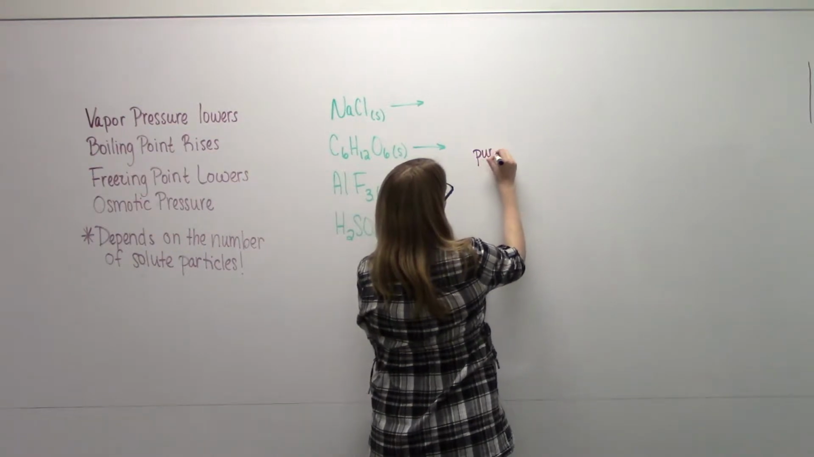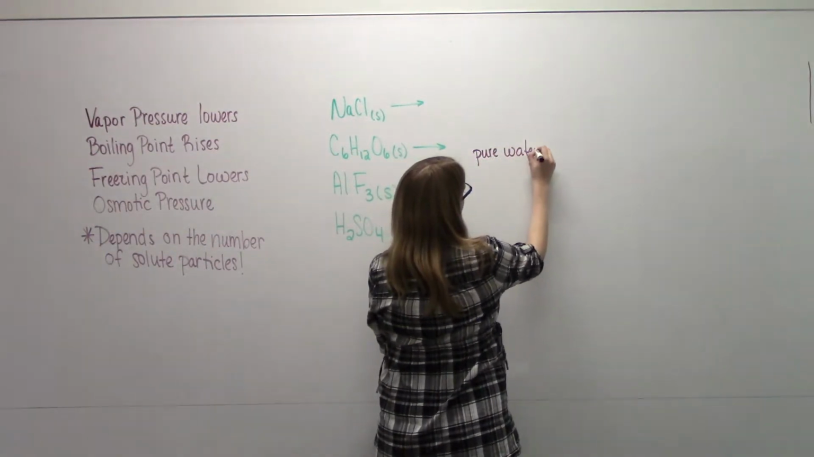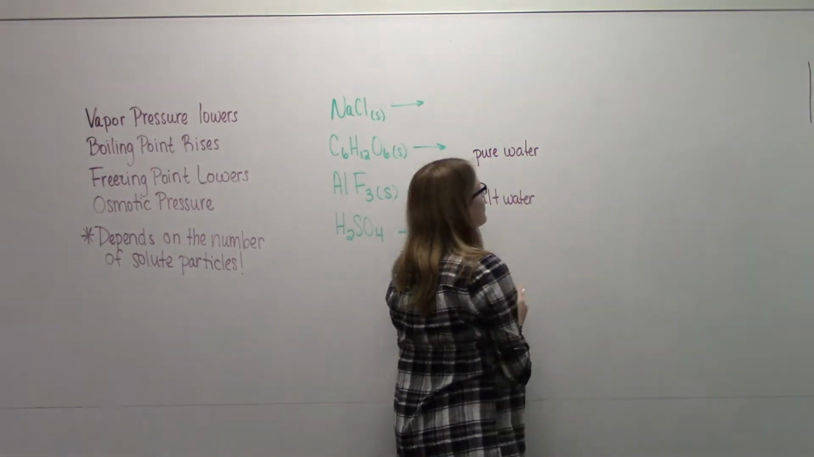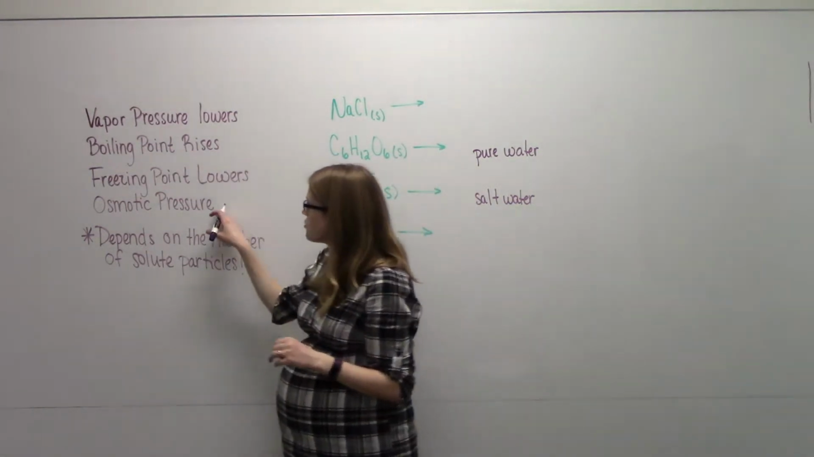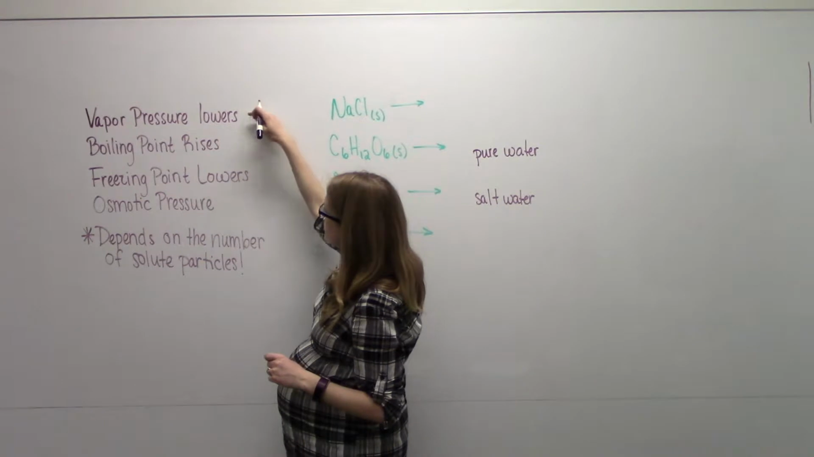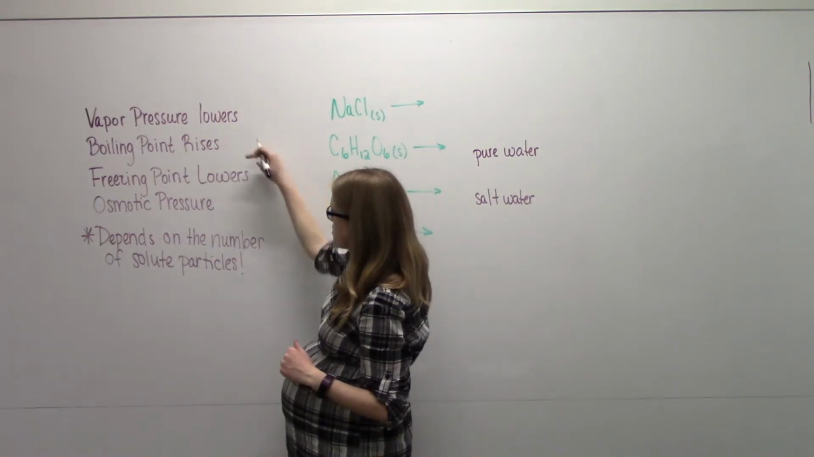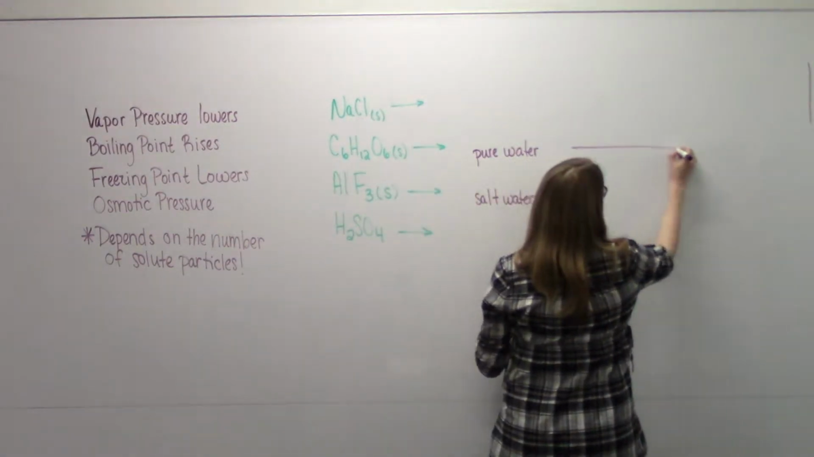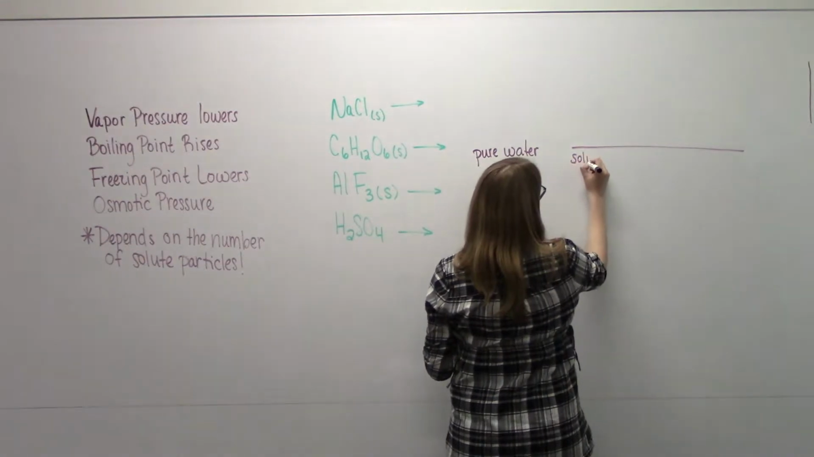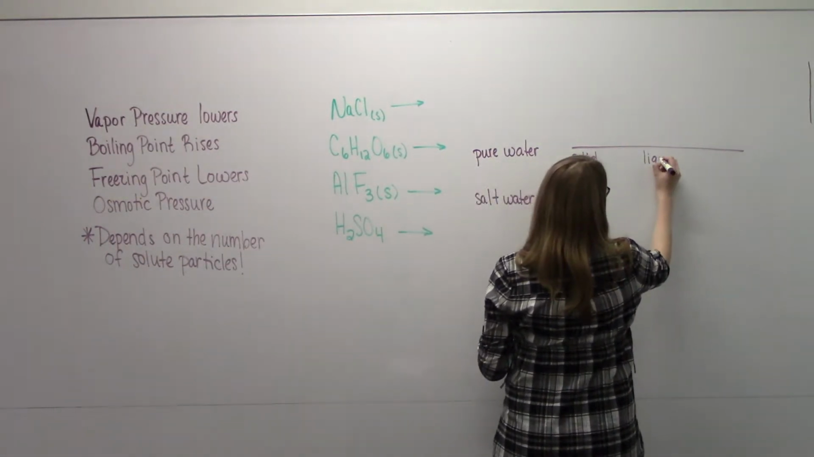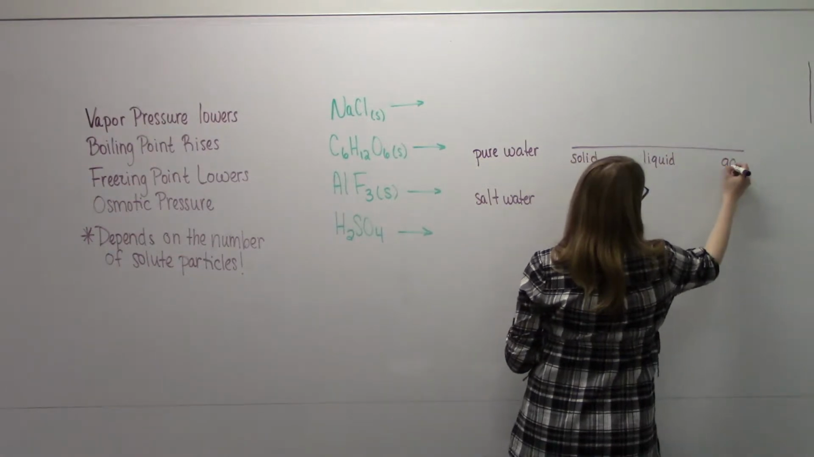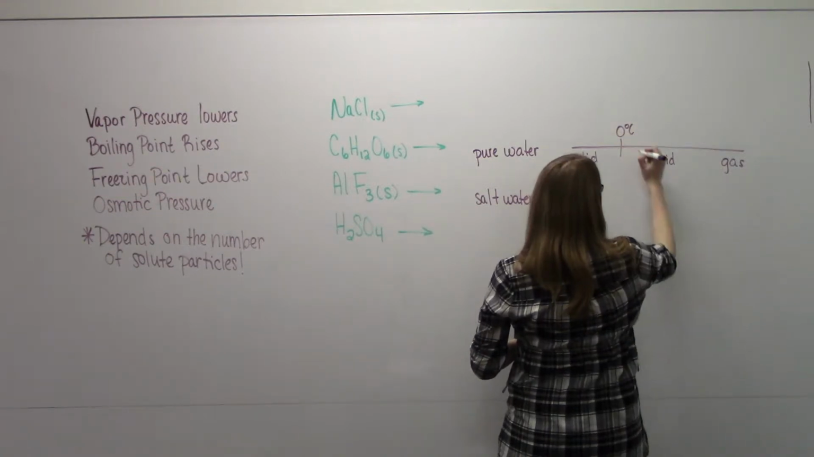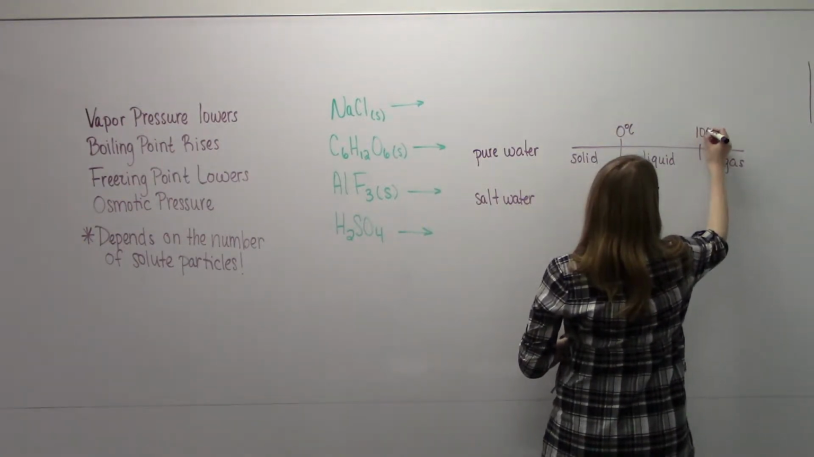So pure water versus salt water. This is going to help you memorize 2 of the 4 colligative properties. This one you just need to know is one, and then this one you just need to memorize: vapor pressure lowers. But these two, this is going to help you remember these two. So if you have pure water, here's the phases. We've got solid, liquid, gas. And if you remember, it turns from a solid to a liquid at 0 degrees, and it turns from a liquid to a gas at 100.